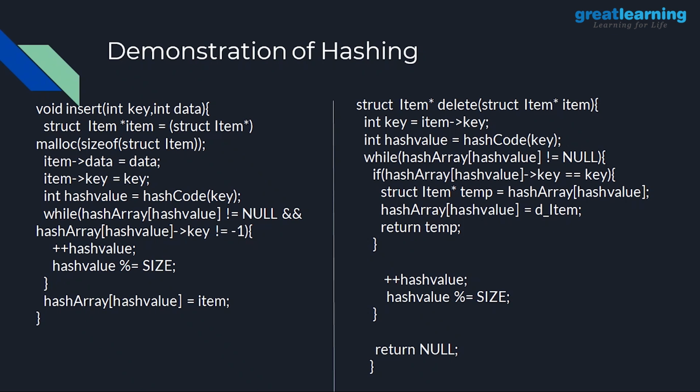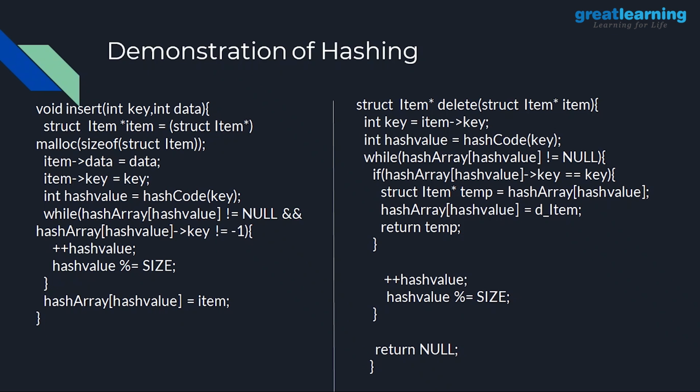Then I check if it's already present in the hash table, then what will I do? I will just move along. Then if it's not present in the hash table and its key is -1, okay, I will increment the hash value which I have found with the help of this hash code. I will increment that and I will insert my element into this hash table. Okay, this is how we do an insertion.